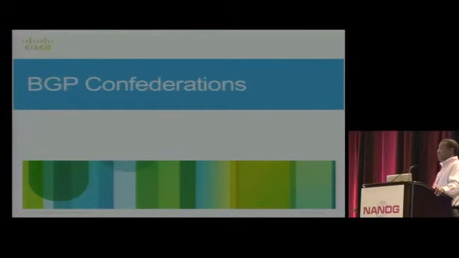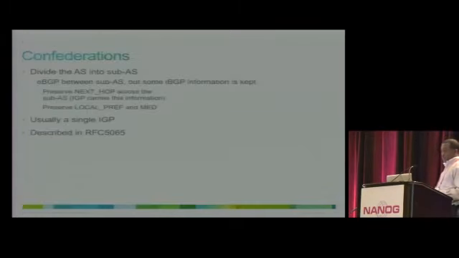The next one is BGP confederation. In the same way as route reflector, BGP confederation deals with the IBGP mesh issue, but it deals with it in a different way. What it does is it subdivides the network into smaller networks, and each one of them is considered a sub-confederation or a sub-AS of the big AS. So it divides the AS into sub-ASs.